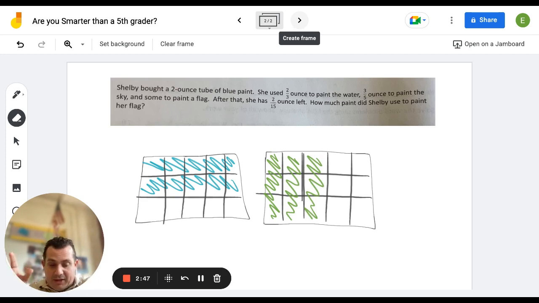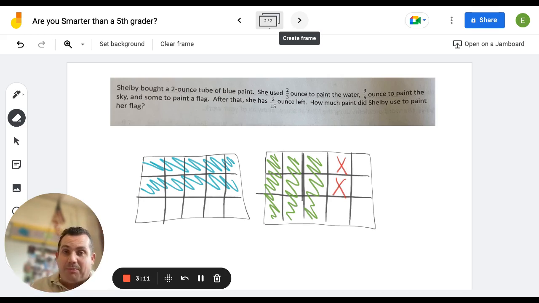But we weren't done yet. It said that she had 2/15 of an ounce left. Since she had 2/15 of an ounce left, I have to represent the 2/15 on my area models that I have over here. So since each square represents 1/15, I'm going to put an X and an X. That's my 2/15 of an ounce that I have left.